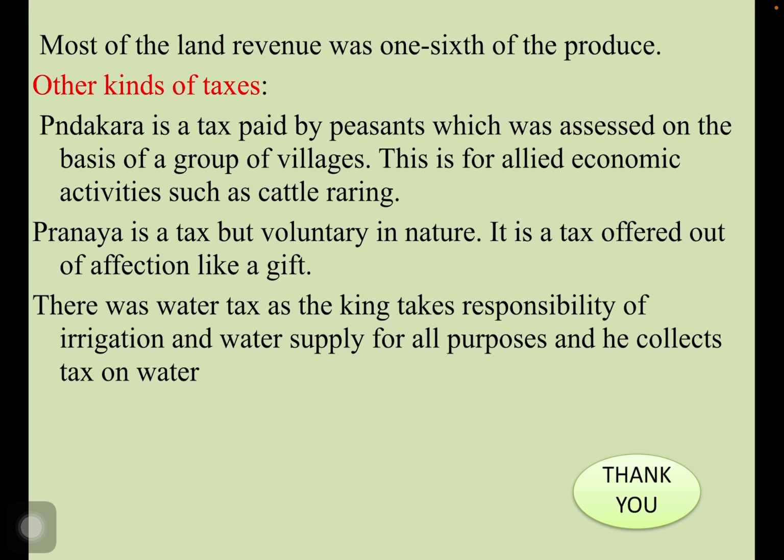There was a water tax, as the king takes the responsibility of irrigation and water supply for all purposes. Therefore, he collects tax on water.